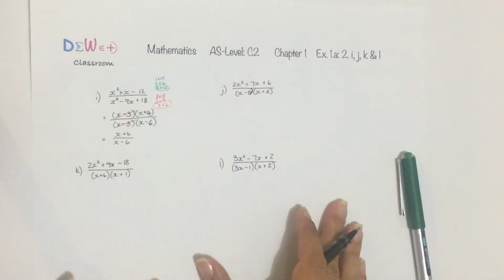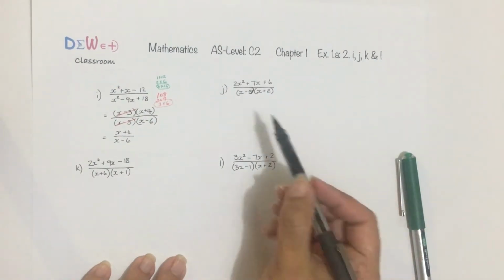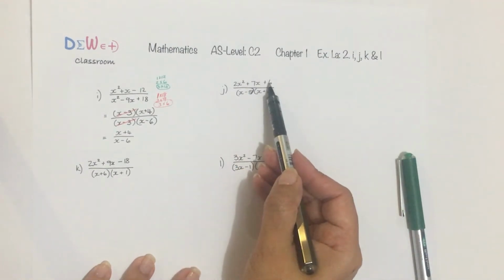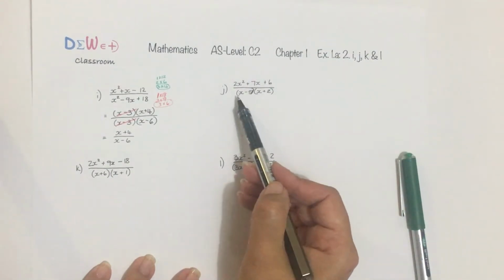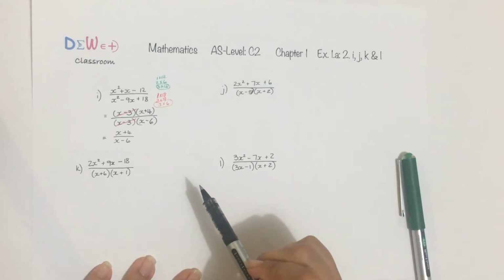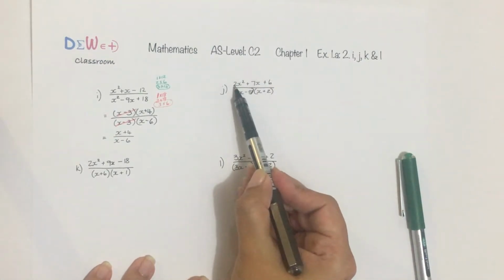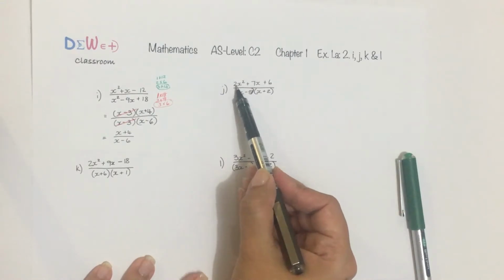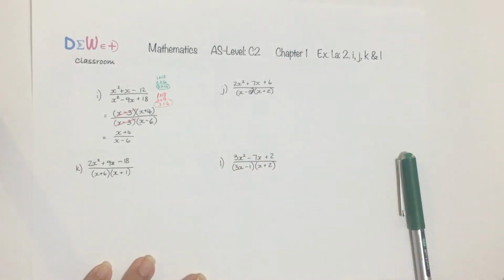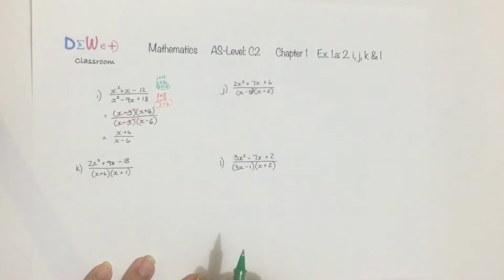Right, for number J, they've given us one expression at the top and two brackets at the bottom. So we're going to have to factorize the one at the top. But you see that there's now a coefficient in front of the variable at the top. So the factorization is going to look a little bit different.